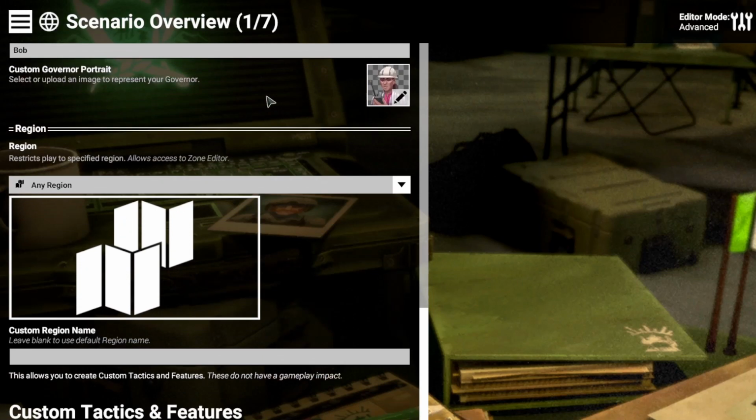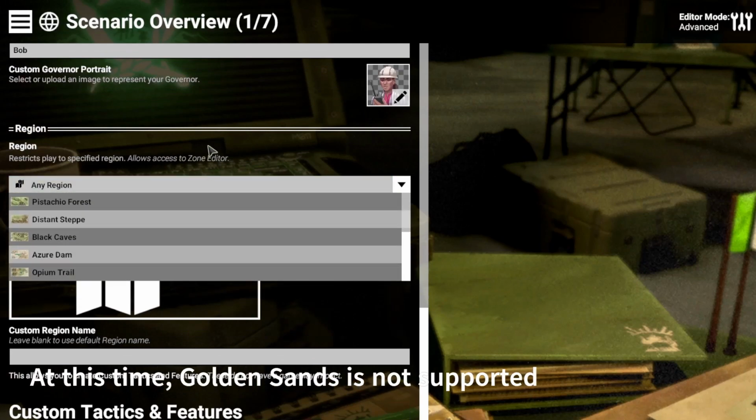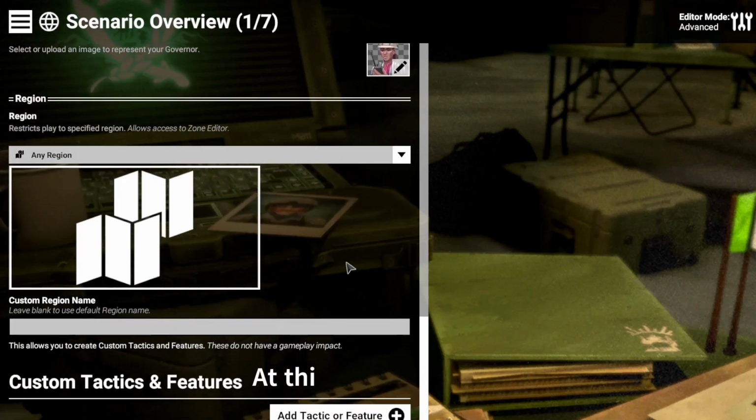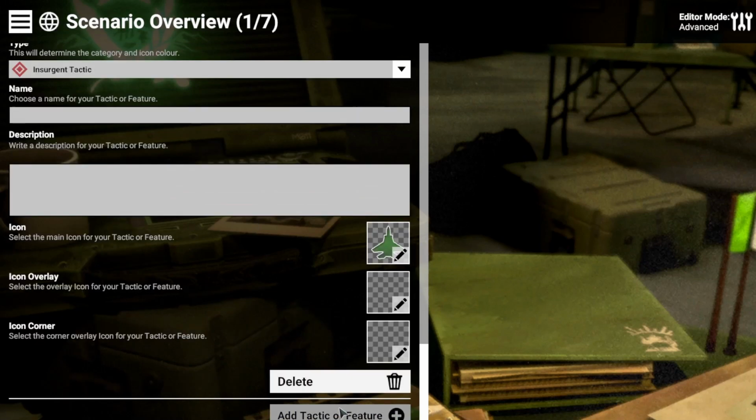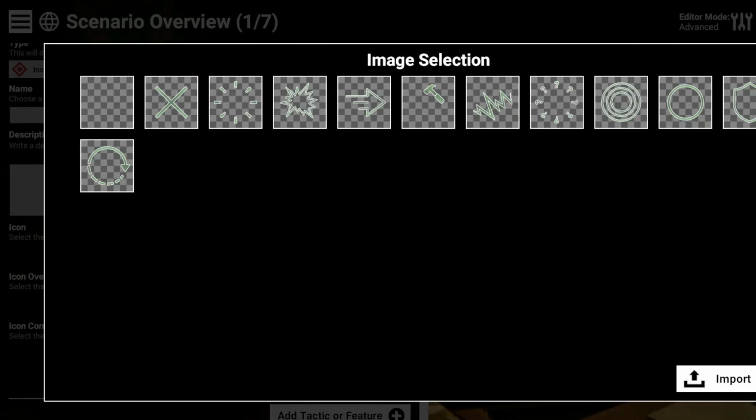Region and region name. Set a region or any region. At this time, Golden Sands is not supported. And custom region name. Custom tactics: no gameplay effect. You can tell the player the customizations and the changes. You can pick between player, insurgent, and map features. The default icons, overlays, and corners will be provided, or you can upload your own.